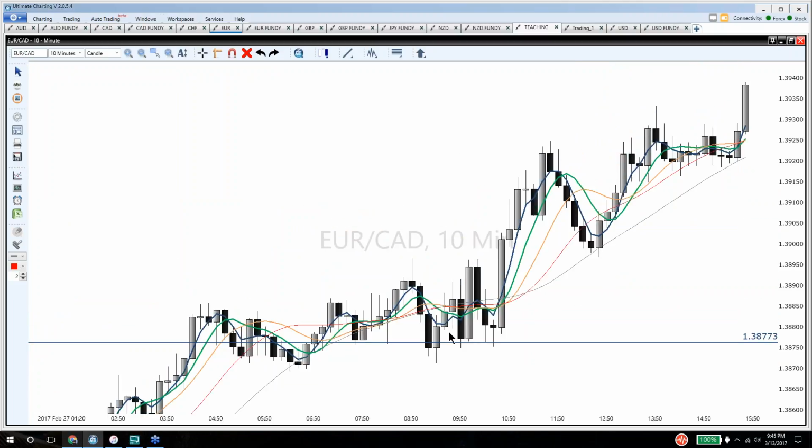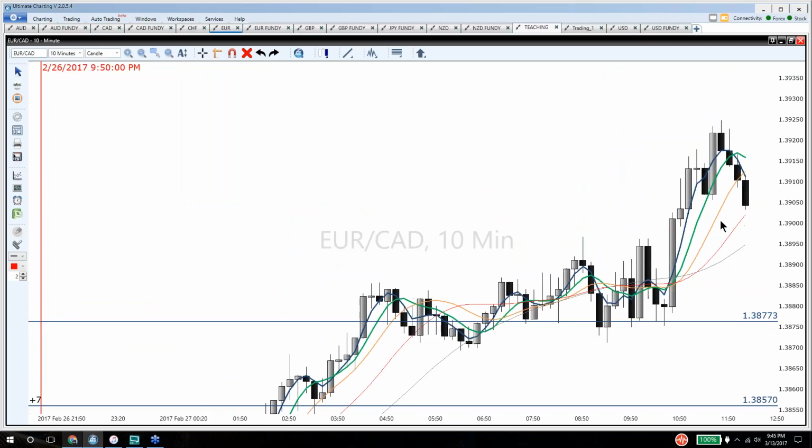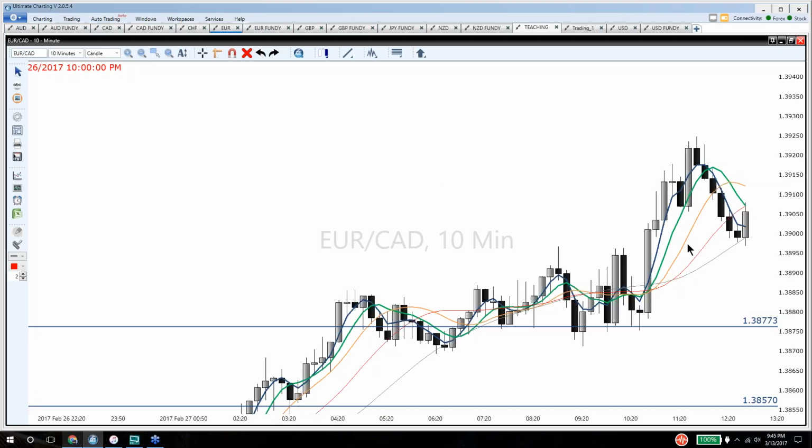If you miss the initial cross, ladies and gentlemen, if the market should come back to test your trend line like this, this is potentially another entry opportunity. If you're in the position and the market comes back to test the trend line, this is potentially an area where you can increase your position by adding another lot to it.